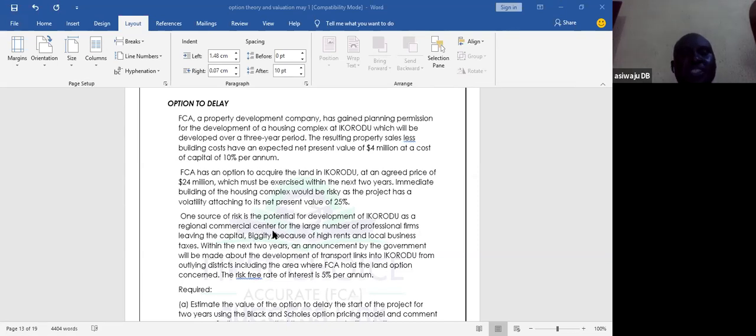One source of risk is the potential for development of Ikorodu as a regional commercial center for the large number of professional firms living in the capital big city because of high rents and local businesses start. Within the next 2 years, an announcement by the government will be made about the development of the transport link to Ikorodu from outlying districts, including the area where FCA owns the land option concerned. The risk-free rate is 5%.